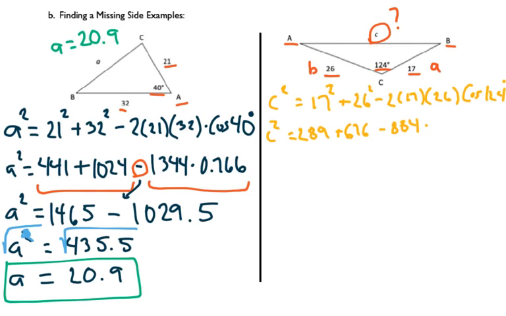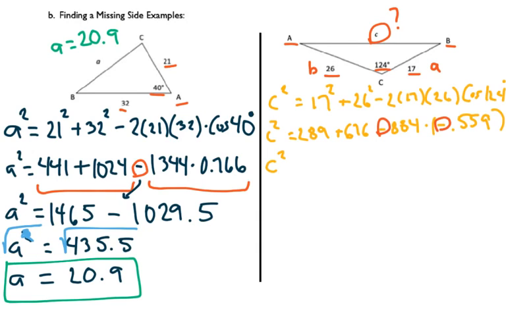And when I do the cosine of 124, remember, make sure you have this in your calculator in degree mode. This ends up being negative 0.559. Now what that means is if I have a negative here multiplied by a negative here, it's going to become a positive. So we need to make sure we identify that in our next step.